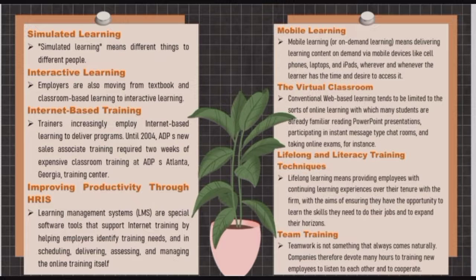Internet-based training. Trainers increasingly employ internet-based learning to deliver programs. So, what is the purpose of internet-based training to a student? The purpose is to allow the student to learn at their own pace, access the information at a time that is convenient for them, and provide education to remote students that otherwise would not be able to travel to a classroom. A variety of technologies are currently being used to deliver education on the internet.